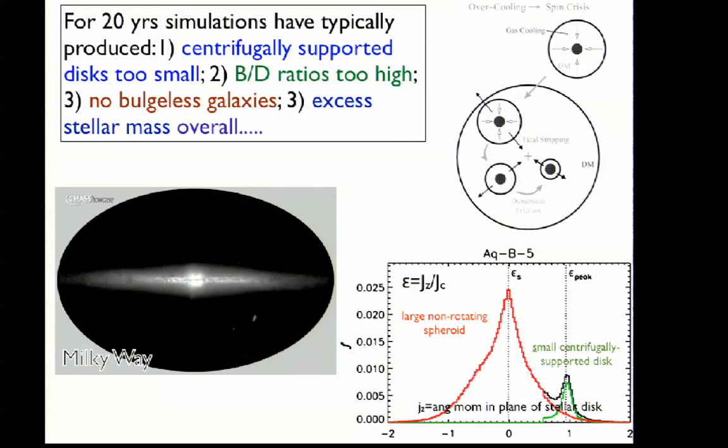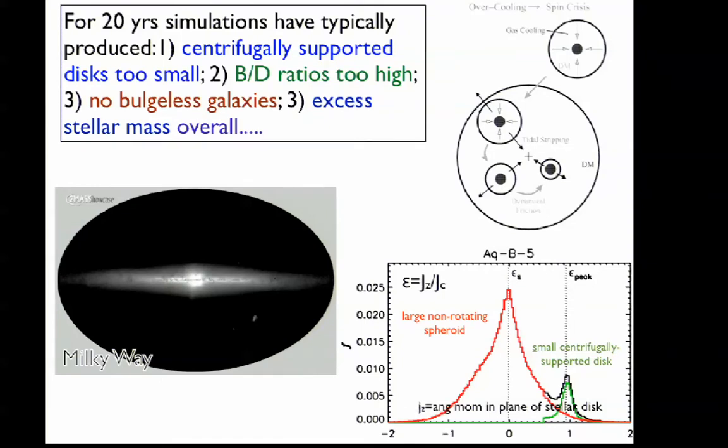People have tried to do that for a while, of course, at much lower resolution than is possible today. And for 20 years, they have failed, because simulations with gas have typically produced galaxies that don't look like the Milky Way, for example. You can simulate a galaxy like the Milky Way at 10 to the 12 solar masses or so. You'd like to produce a disk like that seen in the Milky Way.